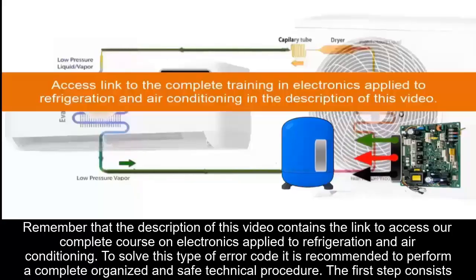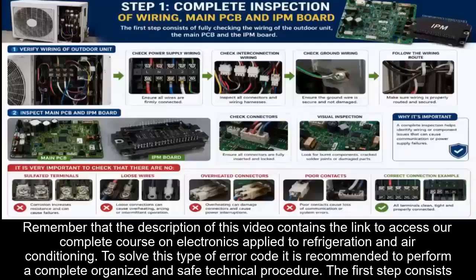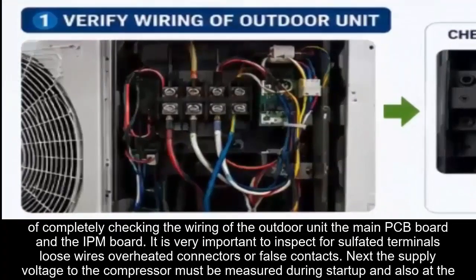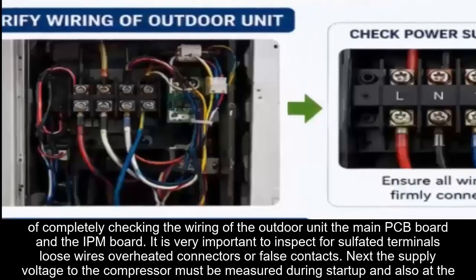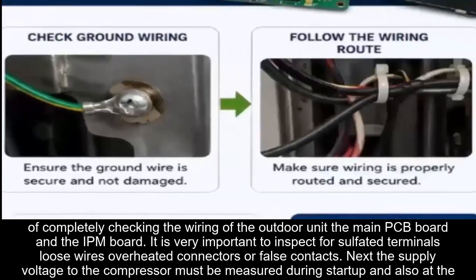To solve this type of error code, it is recommended to perform a complete, organized, and safe technical procedure. The first step consists of completely checking the wiring of the outdoor unit, the main PCB board, and the IPM board. It is very important to inspect for sulfated terminals, loose wires, overheated connectors, or false contacts.